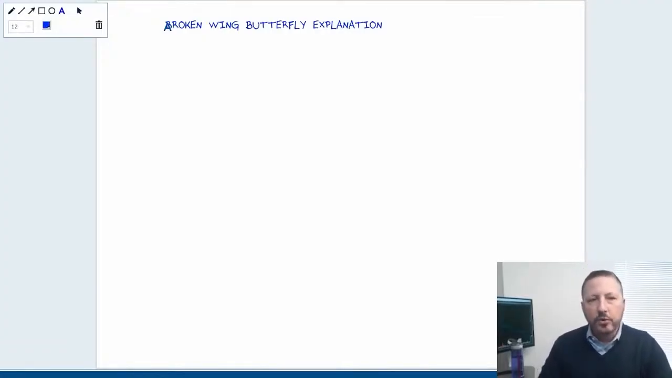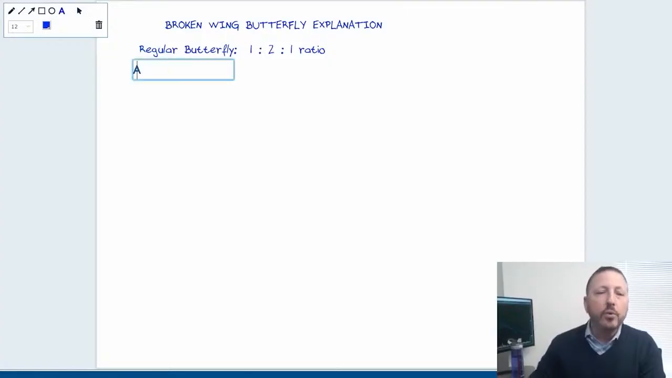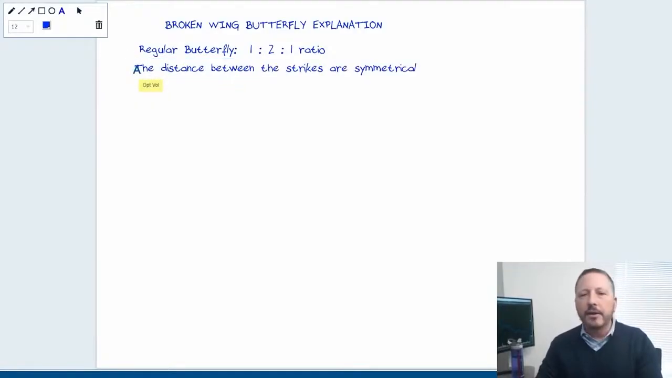Now, let's review real quickly. What were the setups, the nuances of a regular butterfly? A regular butterfly was a 1 to 2 to 1 ratio. But the key was that the distance between the strikes is symmetrical. So the long might be $5 wide, the short $5 wide, 10 and 10, etc.